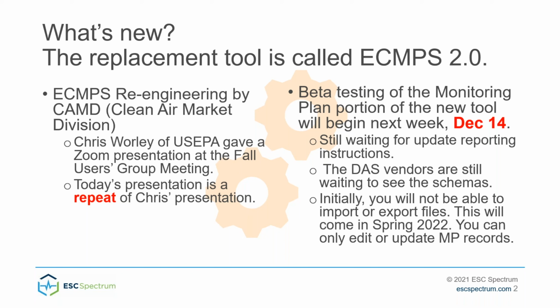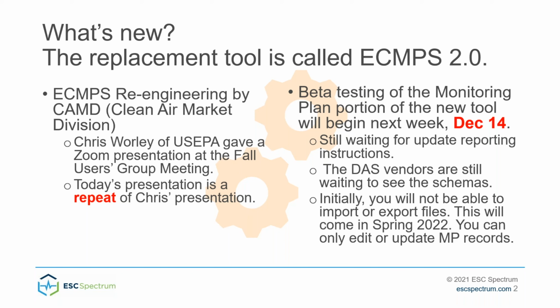First off, we want to talk about the beta testing. We'll begin on the monitoring plan portion of the new tool starting one week from today, on December 14th. We, the users of that new tool, are still waiting for updated reporting instructions. And the DAS vendors are still waiting for the schema. The schema is basically the instructions telling the DAS vendors how the newly formatted files should be structured. And so the DAS vendors have not received that yet.